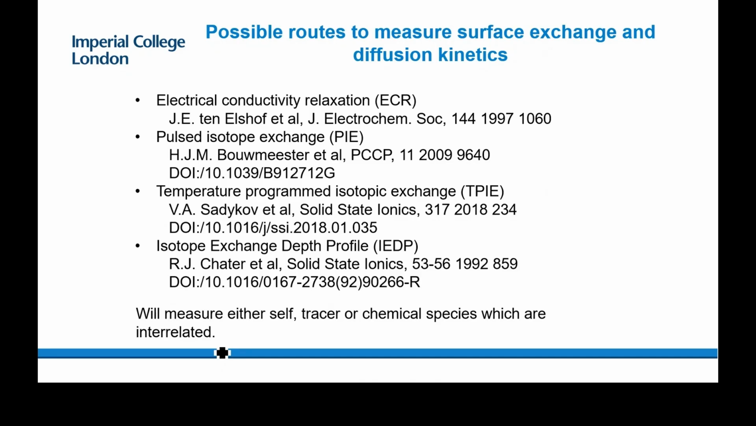Okay. There's another technique where you can use temperature-programmed isotopic exchange, which is a variation, and the technique that we use is this isotope exchange depth profile and modifications thereof, because often we're not doing depth profile, we're doing cross-sectional analysis. And that will give you a combination of different types of diffusion coefficient depending on the technique. So you can have the self-diffusion, the tracer diffusion, or the chemical diffusion. And they are not all the same. They're interrelated, but they're not the same.